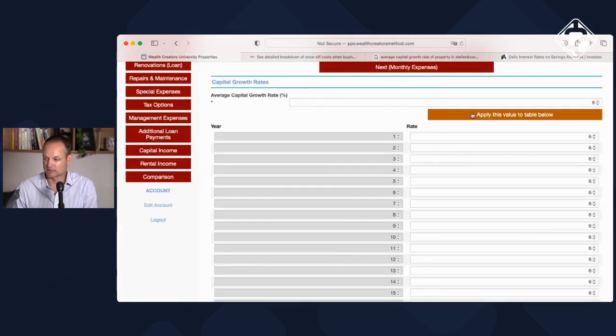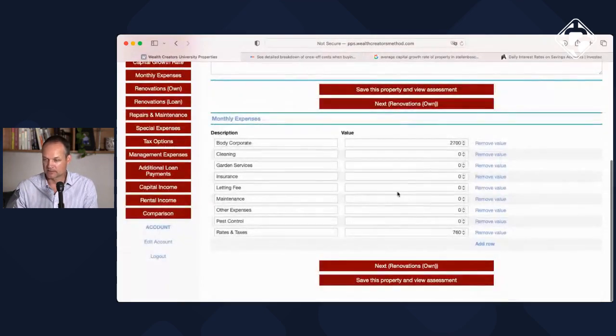So I worked on 6%. Next one, monthly expenses. These we got from the actual Property24 listing. We know the body corporate levies are 2,700 Rand, and the rates and taxes are 760 Rand. Levies are the amount paid to the body corporate for managing the entire complex, things like gardening, security, general maintenance and upkeep. And the rates and taxes go to the municipality for all the services they need to deliver.